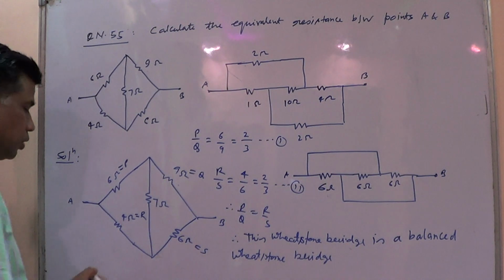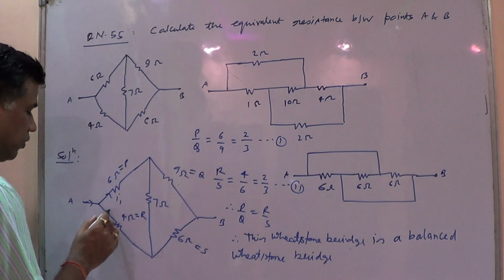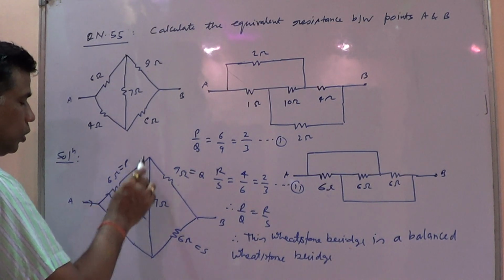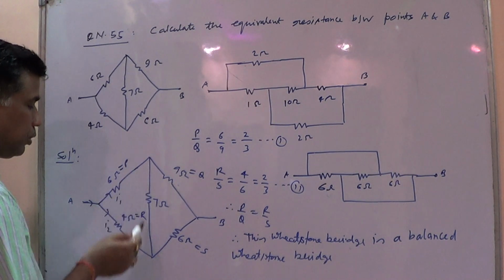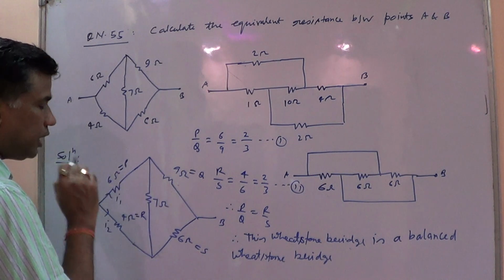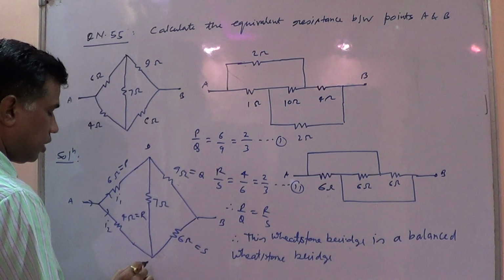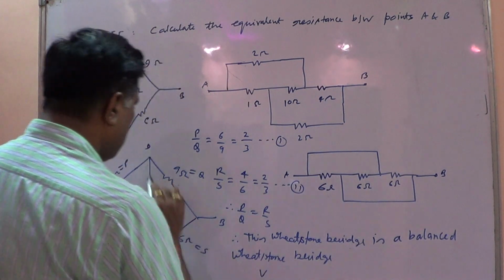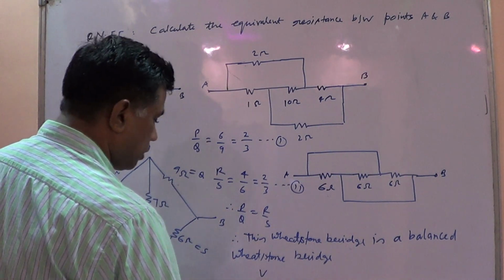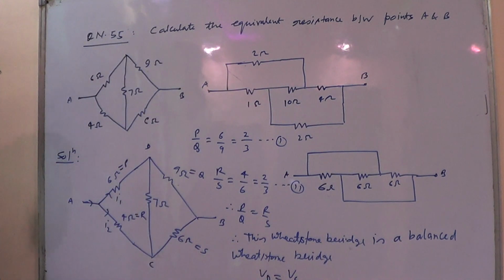In a balanced Wheatstone-Bridge, if some current I is going and divides into parts I1 and I2, no current will pass through this diagonal arm, because in balanced condition the potential of point D will be equal to the potential of point C. So we can say this is a balanced Wheatstone-Bridge, therefore the potential of point D is equal to the potential of point C. So student, no current will pass through this 7 ohm resistance.